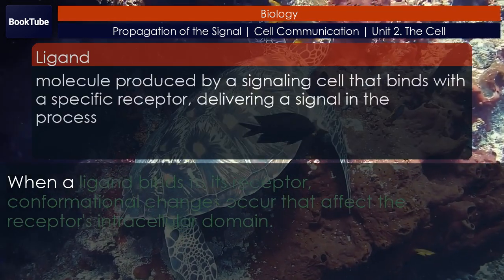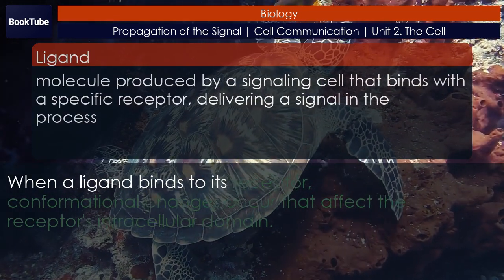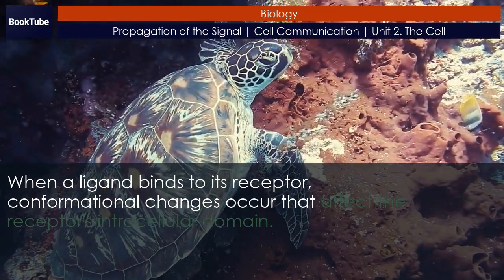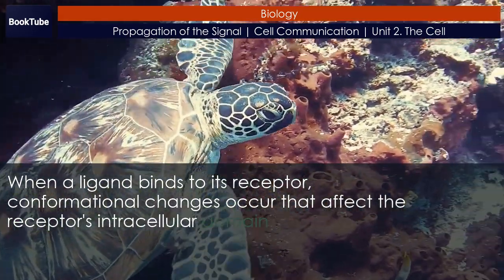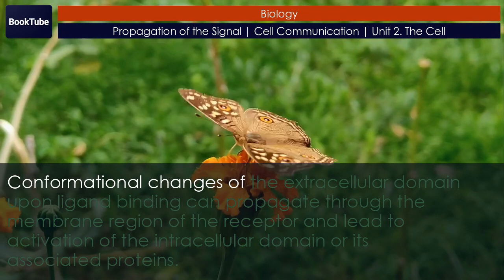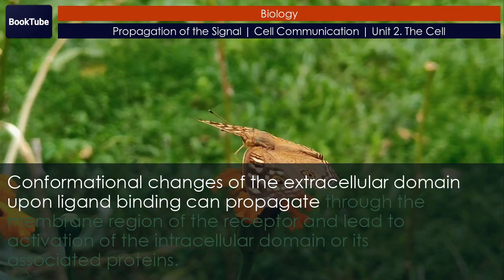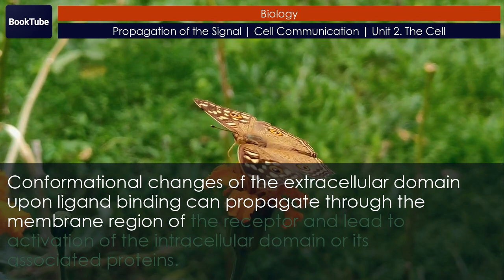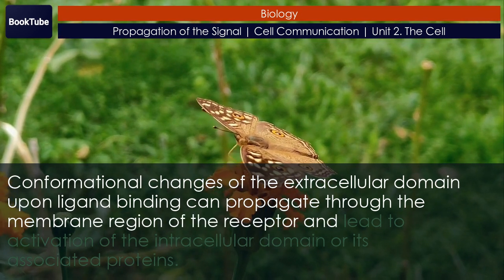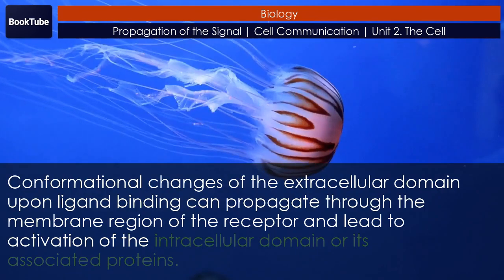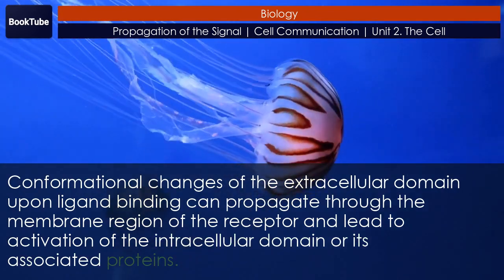When a ligand binds to its receptor, conformational changes occur that affect the receptor's intracellular domain. Conformational changes of the extracellular domain upon ligand binding can propagate through the membrane region of the receptor and lead to activation of the intracellular domain or its associated proteins.